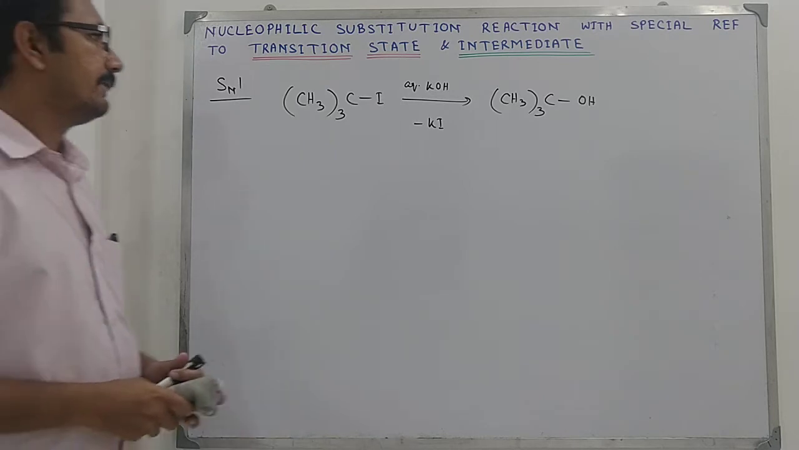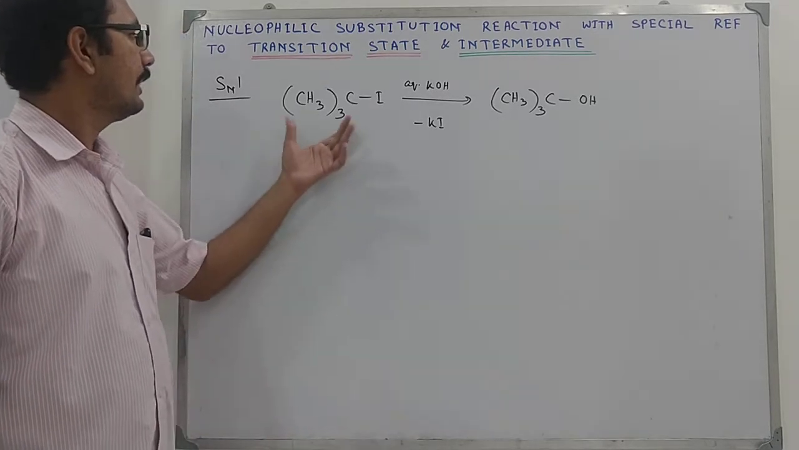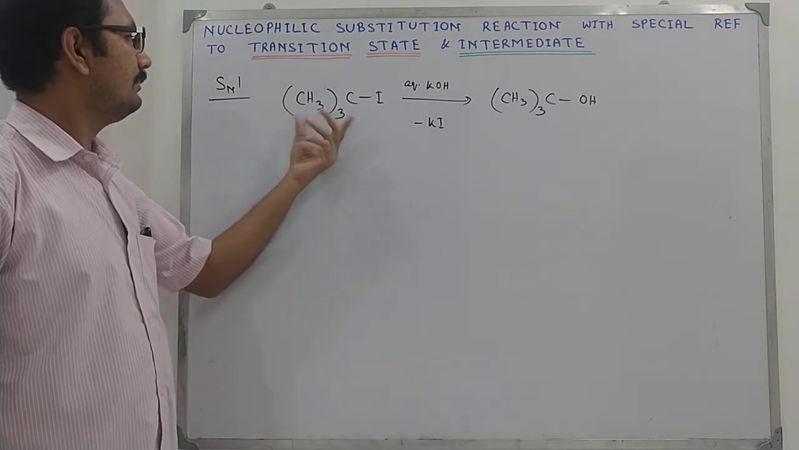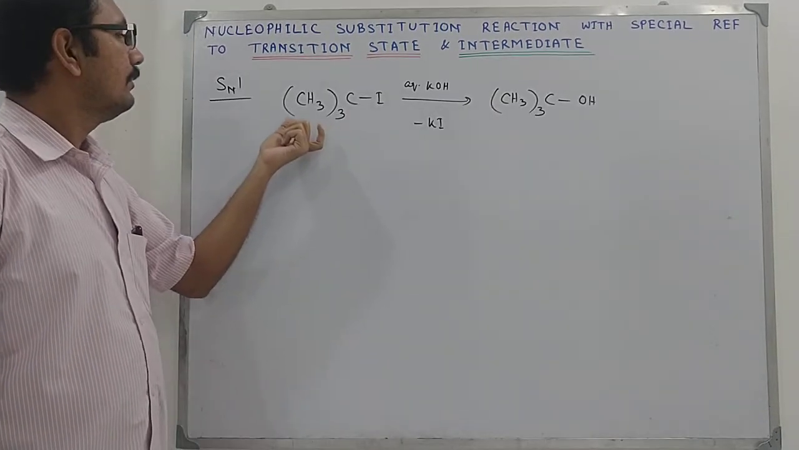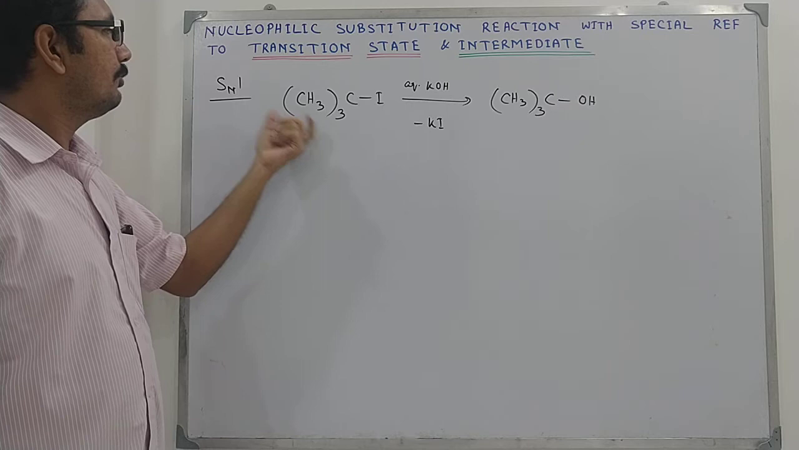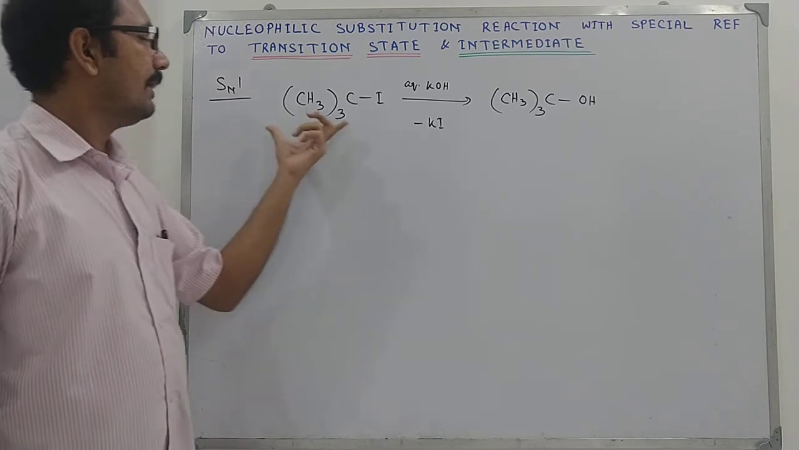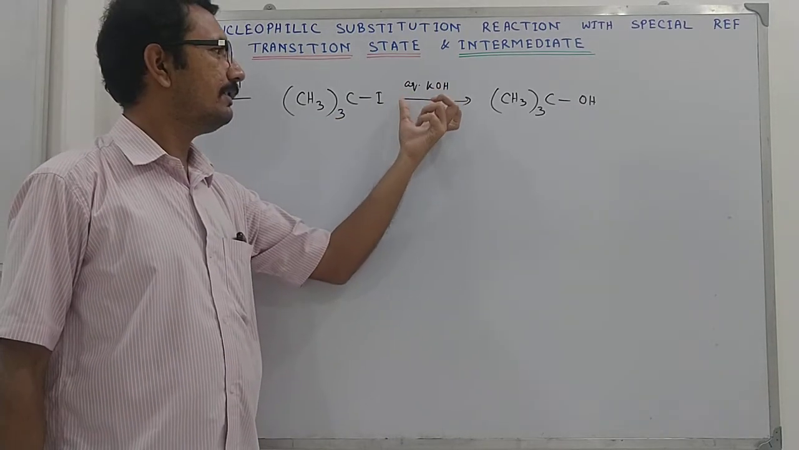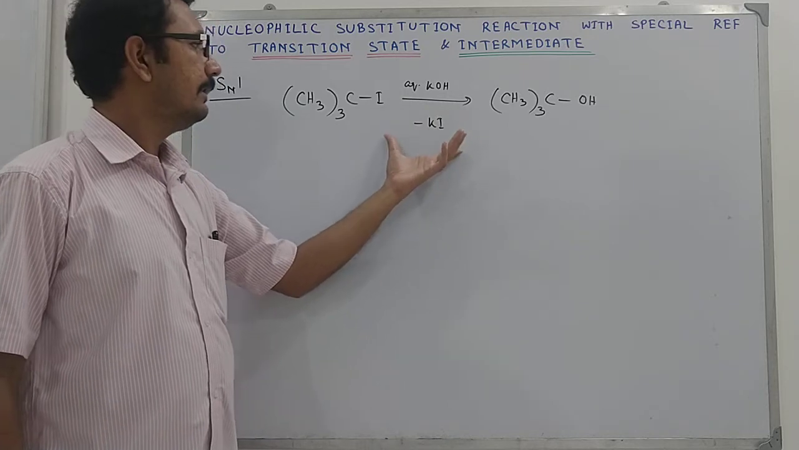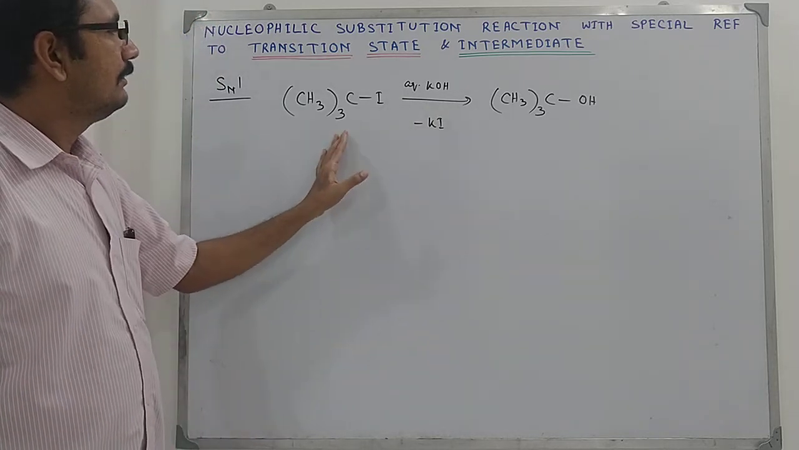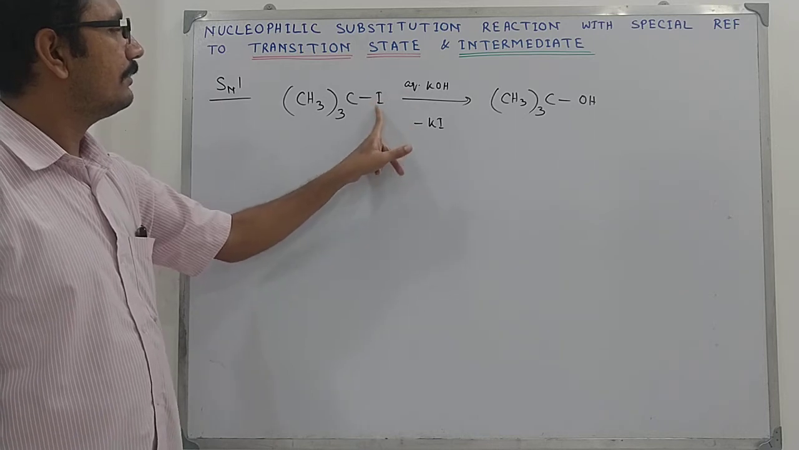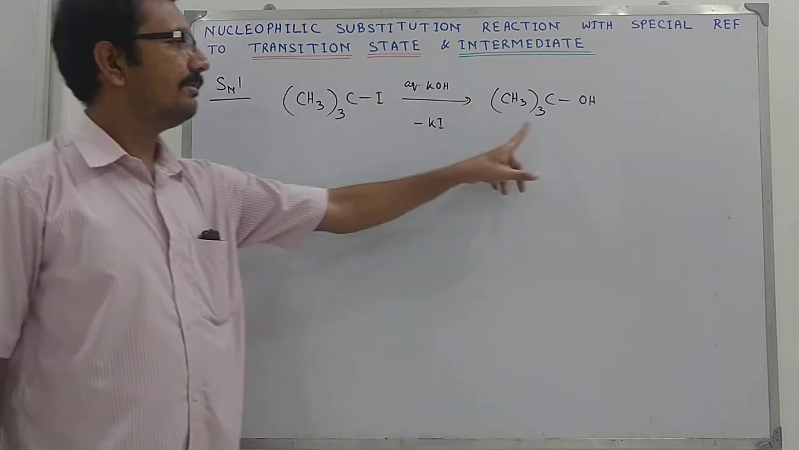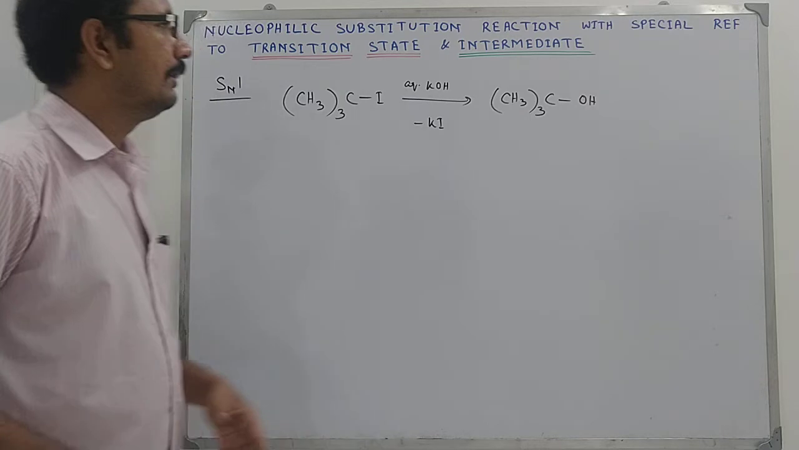So we see here that we have started with tertiary butyl iodide, that is 2-methyl-2-iodopropane, and we have treated it with aqueous KOH, that is an aqueous base, and here a substitution reaction has occurred, OH minus has replaced I minus, so we have tertiary butanol at the end.